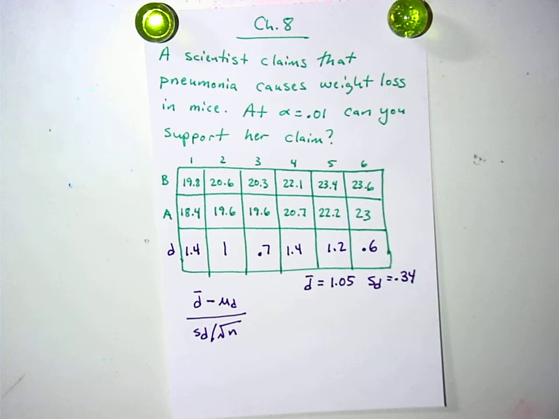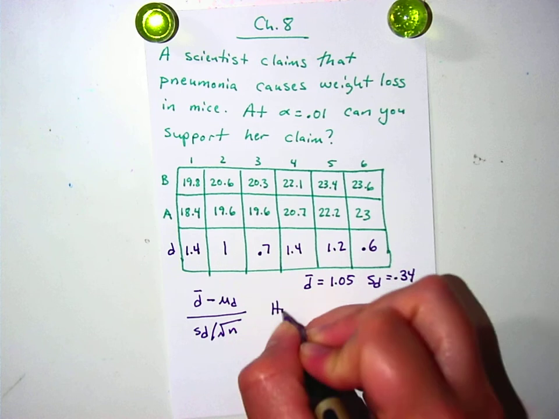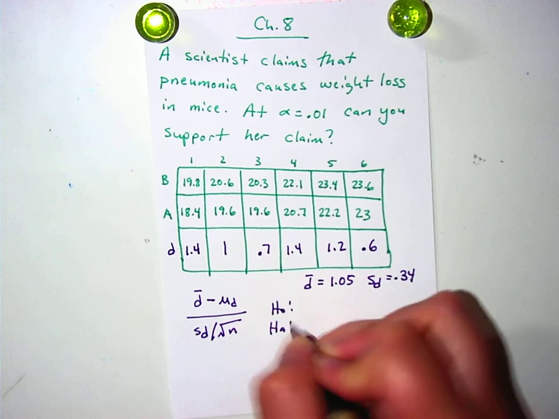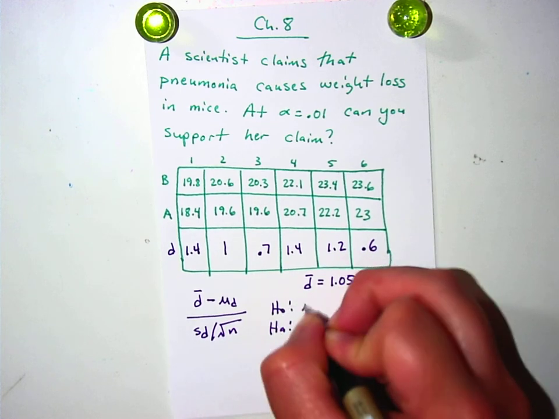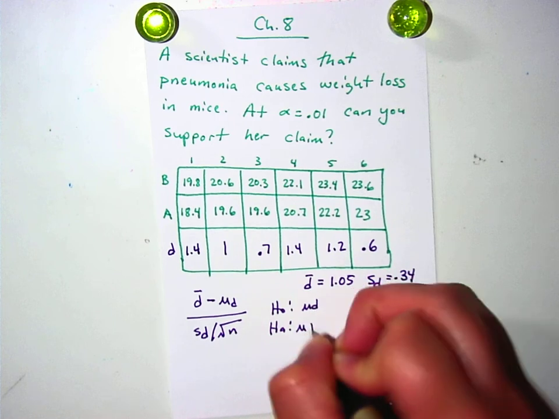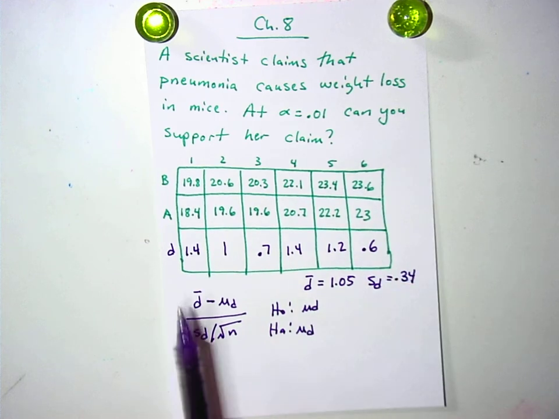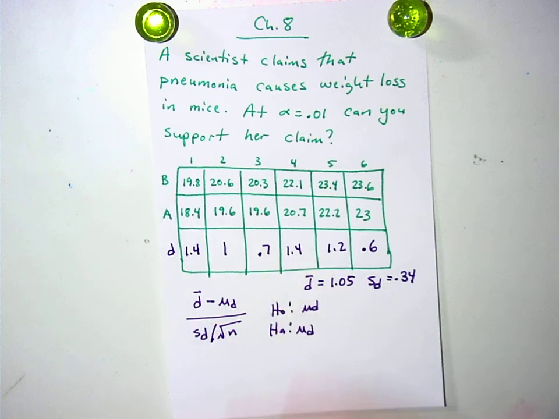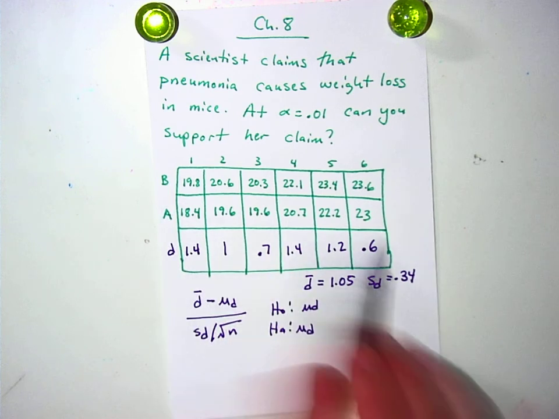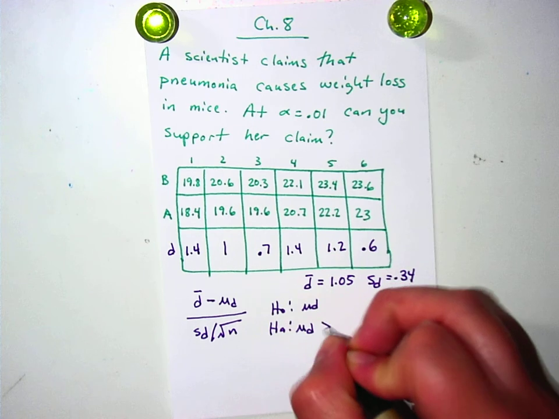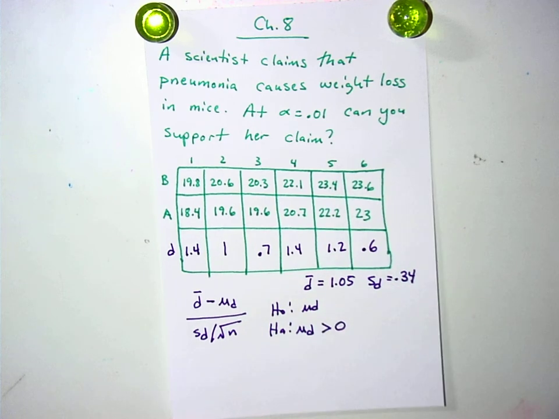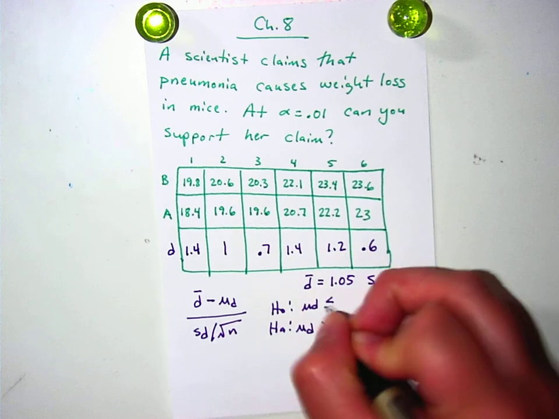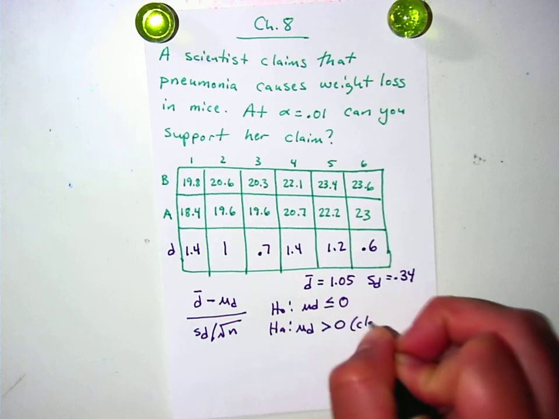We're also going to need to know, of course, our H sub 0 and H sub a. Alright, so the H sub 0 is that the difference is what? Well, let's see. They want to find out if it causes weight loss. So that means it should go down. So I guess that the scientist wants to know if the difference is positive, right? Because that would be a weight loss. And then the other one is less than or equal to 0. So this is the claim down here this time.